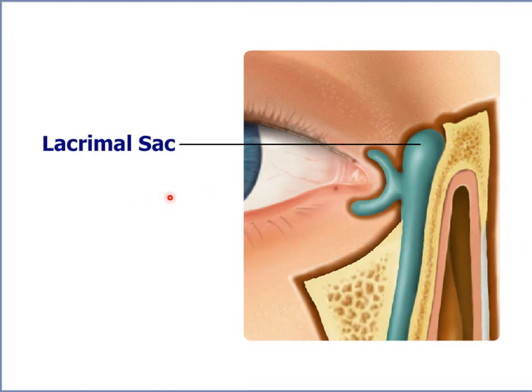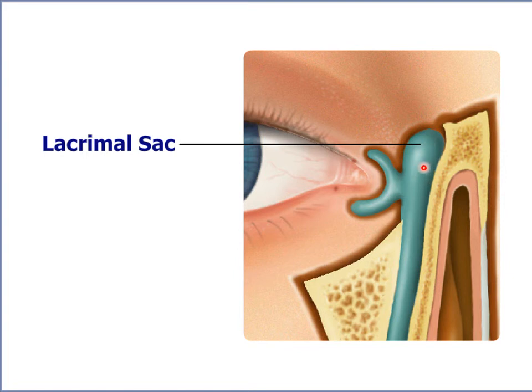The next component of the lacrimal apparatus is the lacrimal sac. The lacrimal sac is a membranous sac which is situated in the lacrimal groove along the medial wall of the orbit. It measures about 12 millimeters in length and 5 millimeters in width.